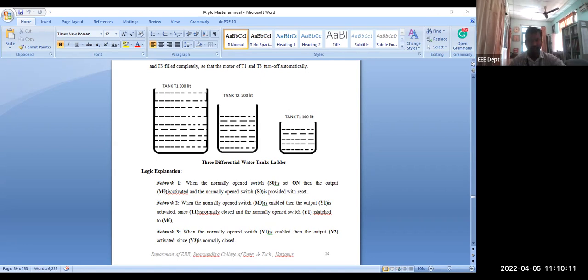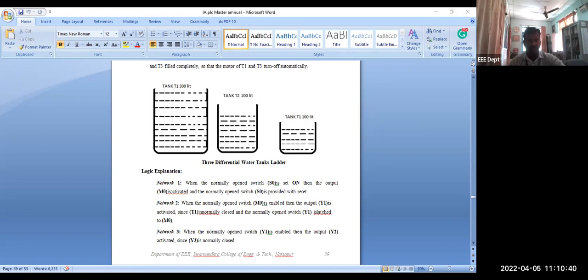After Y2 is activated, after 100 seconds, the Y2 setting time is 100 seconds. After that, Y3 will be enabled. After that, K50 resets Y3 and Y1. After Y3 and Y1 are reset, the motor is reset again to S0.